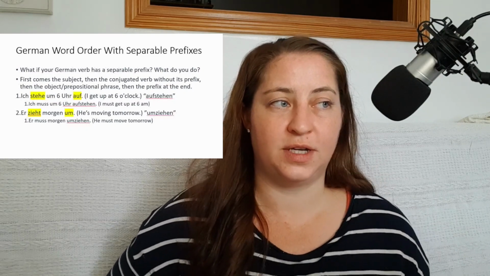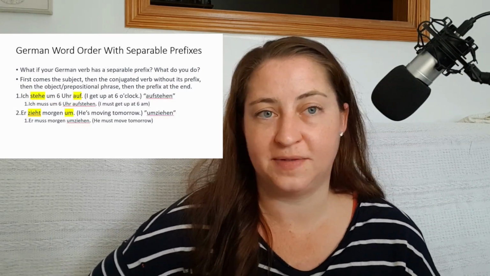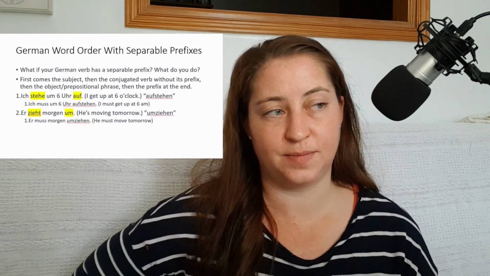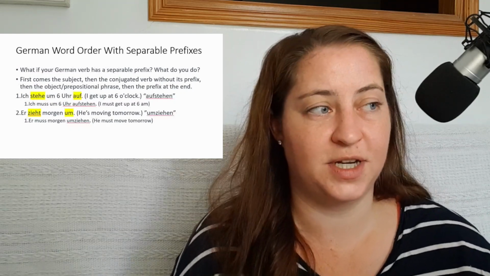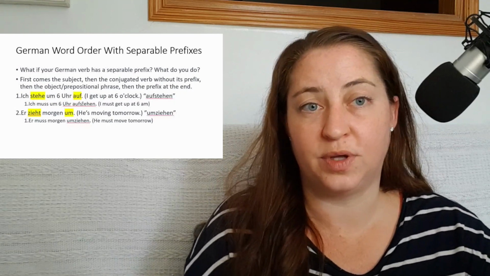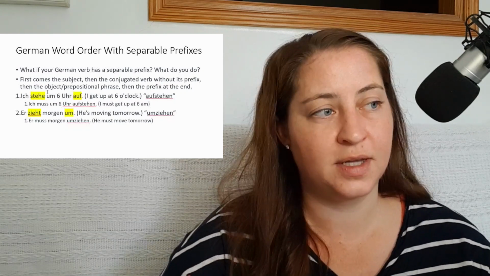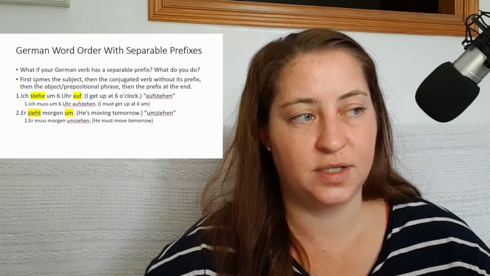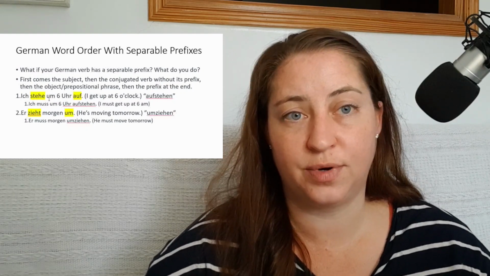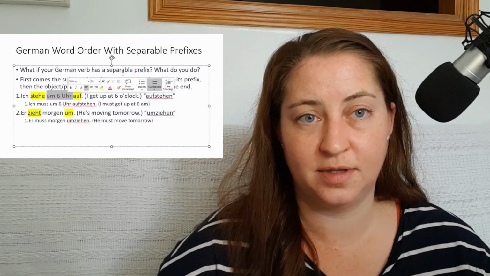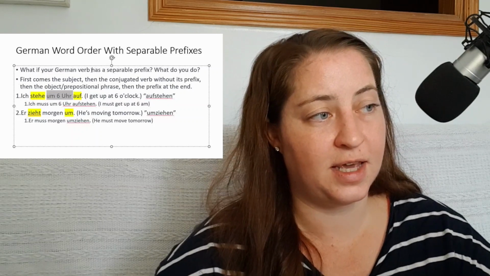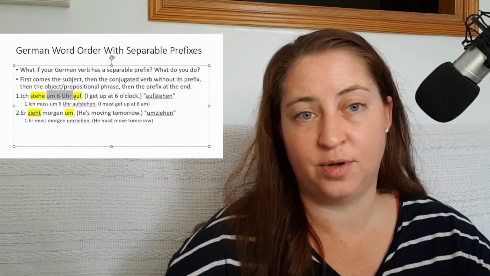And let's look at one final layer of complexity, or maybe it's easier now. What do we do with German word order when we have separable prefixes? First, we're going to start with our subject and the conjugated verb without its prefix. We're going to take that prefix off. Then we're going to put our direct object or prepositional phrase in the middle. And then at the end, we're going to put the separable prefix.